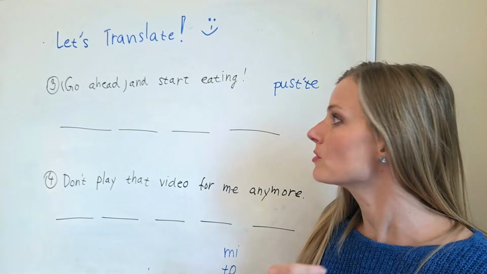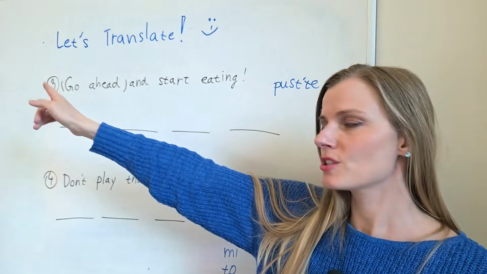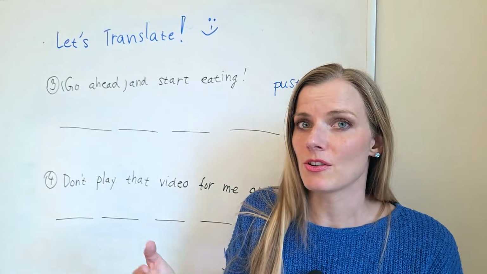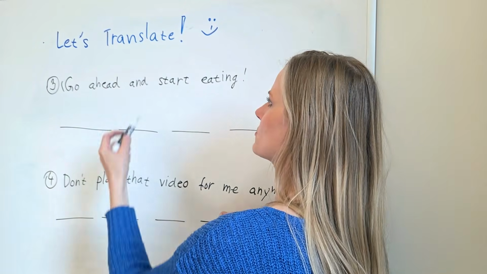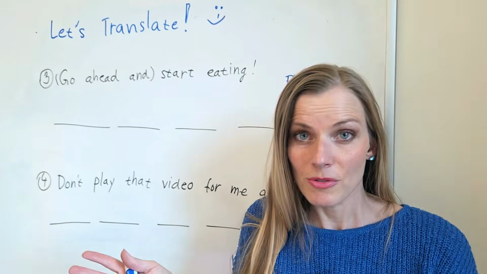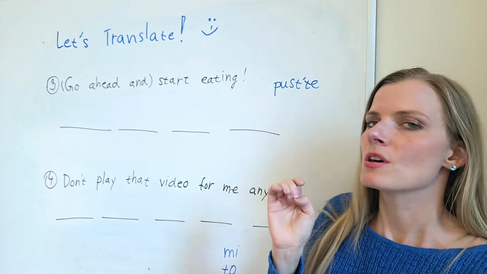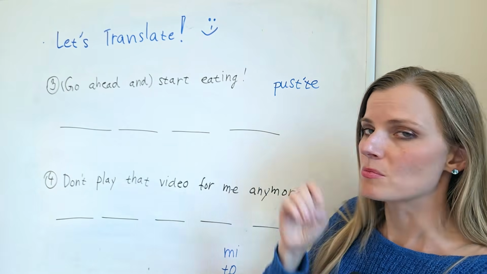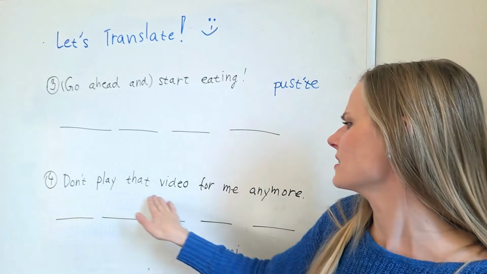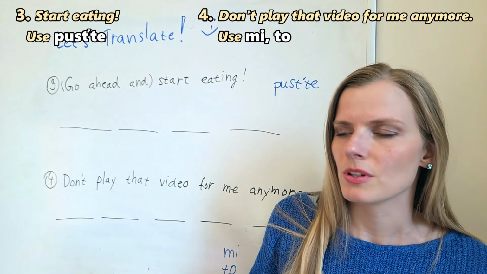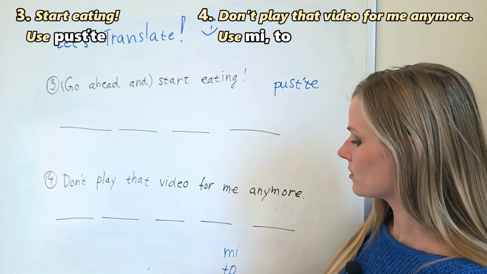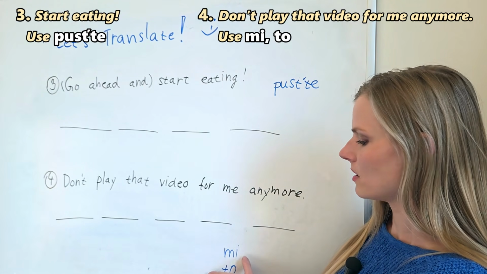And here are two more sentences. Number 3, číslo 3. Go ahead and start eating. Go ahead is not translated. It sounds natural to say it in English, but it's more like start eating, literally start into the food. The word that I want you to use is pouštět, pouštět from vy, and we use 4 words. Číslo 4. Don't play that video for me anymore. It's annoying. We use 5 words, and the words that I want you to use are my and to.